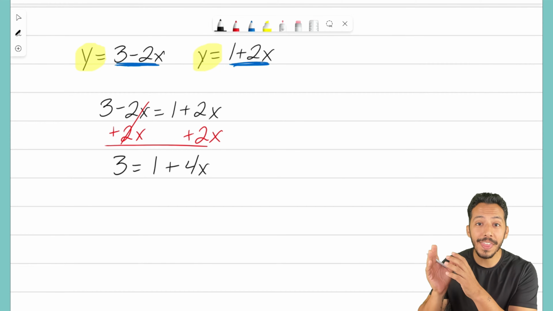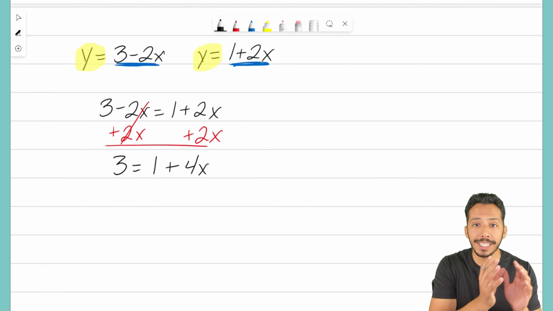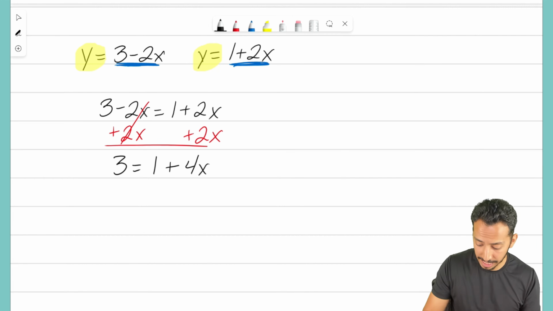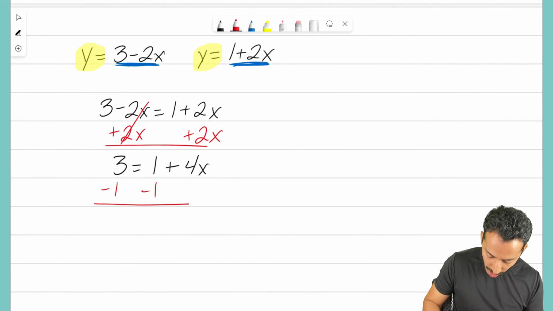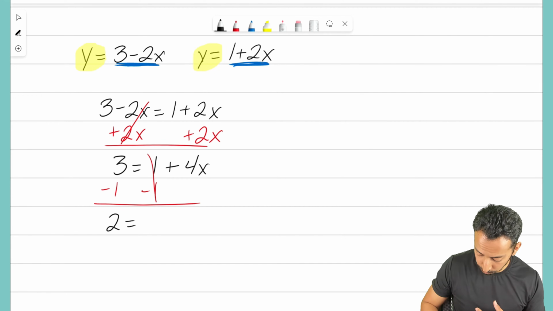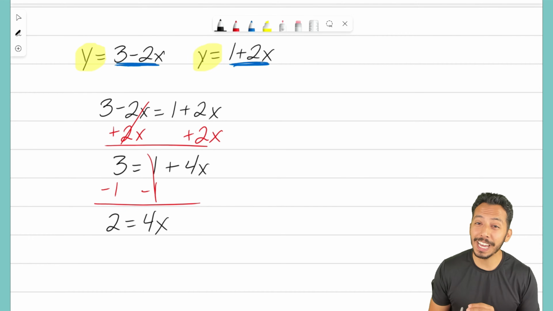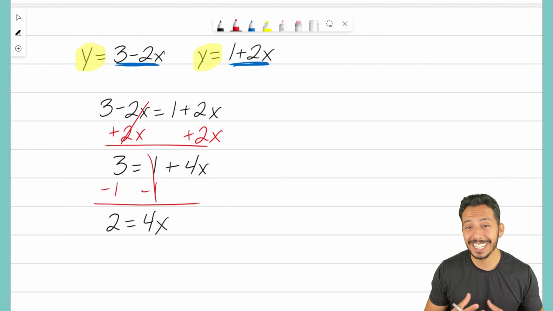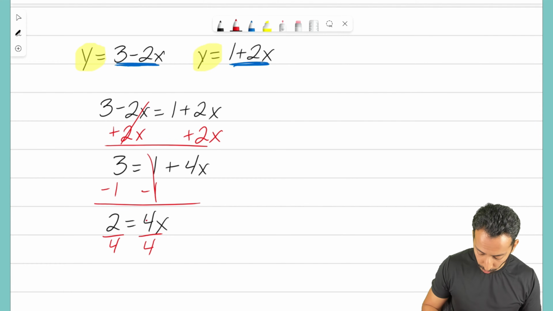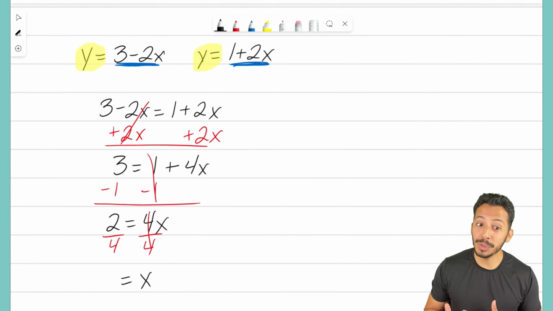Because I moved that x variable over to the right side, I now have to take the constant 1 and move it to the left side. To do that, we subtract 1 on both sides. I have 3 minus 1, which gives me 2. It equals 1 minus 1, which zeros out, leaving 4x. The last thing is to get rid of that coefficient of 4, so we divide both sides by 4. The 4s on the right side cancel out, and we have x equals 2 divided by 4, which is 1/2 or 0.5.